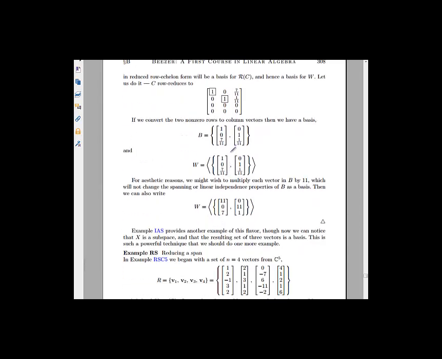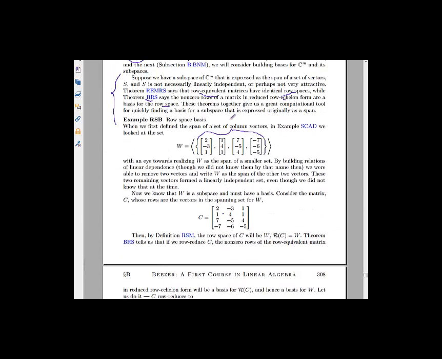Now to make this look nicer, you can multiply these vectors by constants that won't change the span. So here's a nicer way to write two linearly independent vectors that span the same span as the four vectors, as I've shown before, as these four vectors that were originally presented.